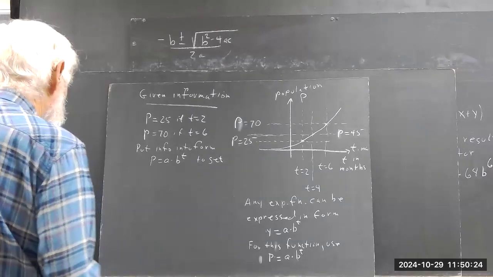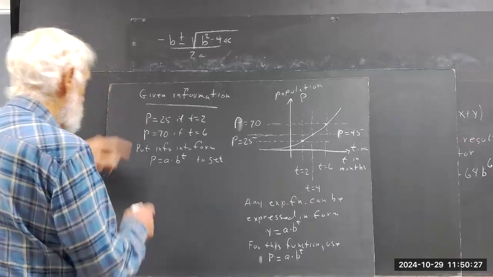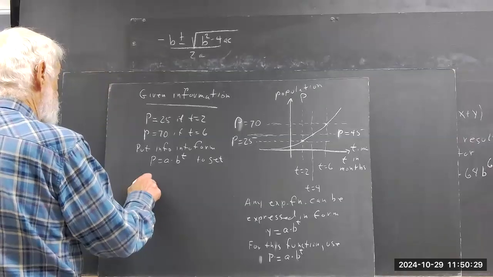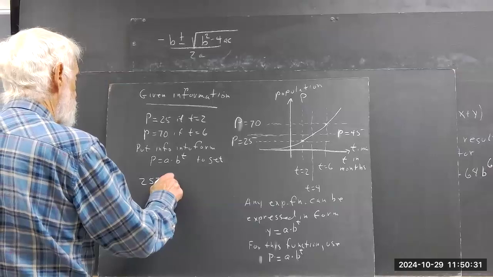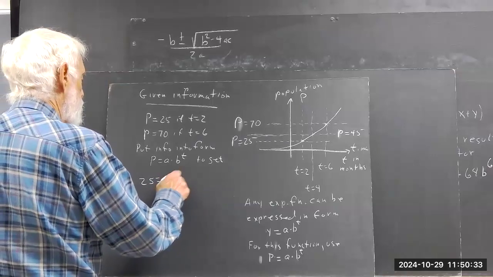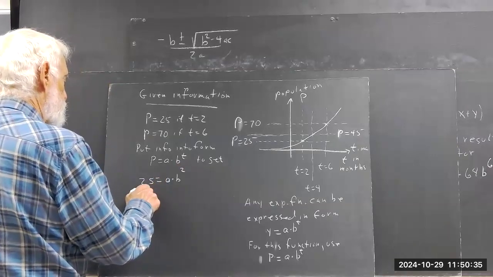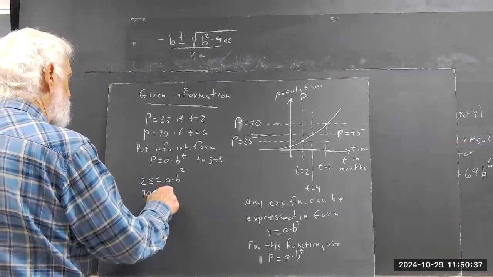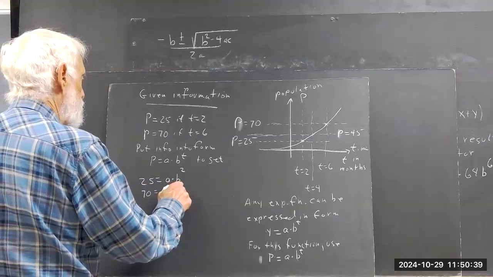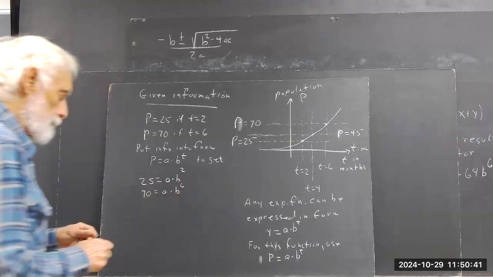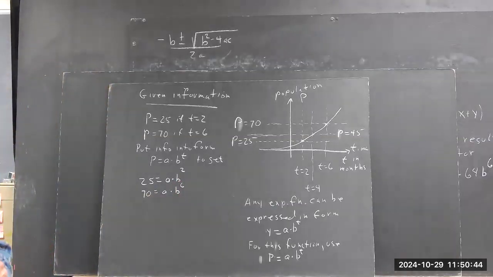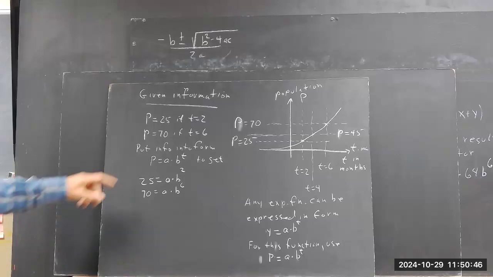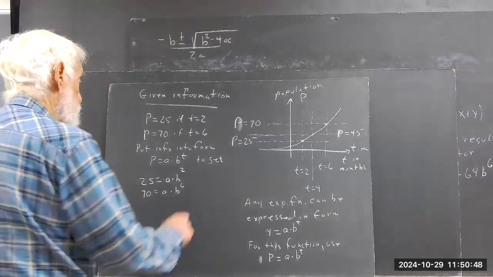Okay, now everybody got this very quickly. First set of information, you get 25 equals A times B squared, and the next, you get 70 equals A times B to the 6th. Okay. Now we want to solve these equations. This is 2 equations.